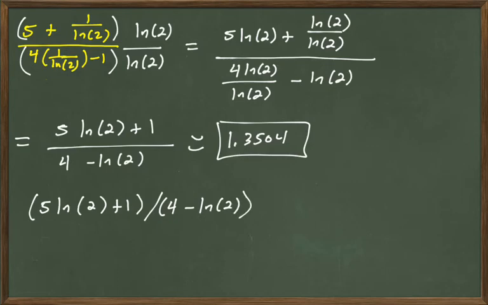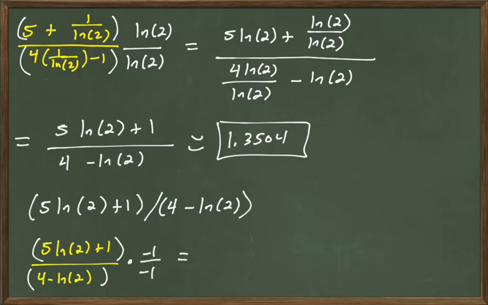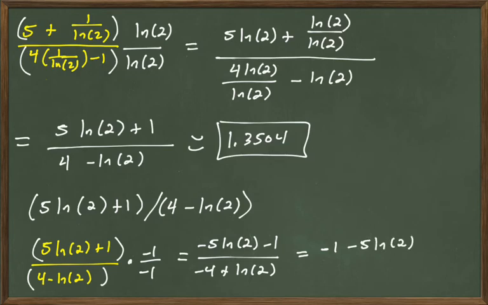Now, if I take this expression, 5 ln of 2 plus 1 over 4 minus natural log of 2, and I multiply it by negative 1 over negative 1, that doesn't change anything, just changes how it looks. So this would be negative 5 ln of 2 minus 1 divided by negative 4 plus the natural log of 2. And I think when we were solving this a moment ago, we got negative 1 minus 5 ln of 2 over ln of 2 minus 4. So it is an equivalent answer, just looks a little bit different.